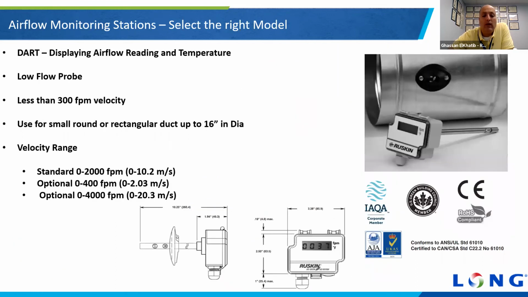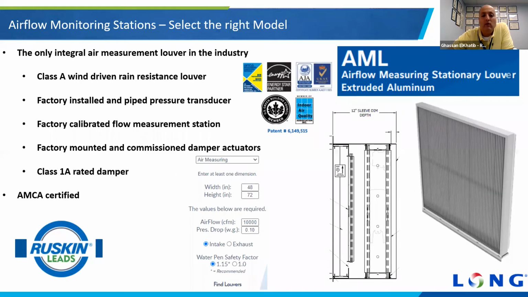One thing is we have the Ruskin LEADS. You can go to the Ruskin website, type in LEADS, and go in there, and then you can select an air measuring louver. You can put in the size that you need, or you can put in the airflow and the maximum pressure drop you're looking for, and then it can calculate and size the louver, and you can use that to create your schedule. It's a very handy tool to use for the air measuring or other louvers.